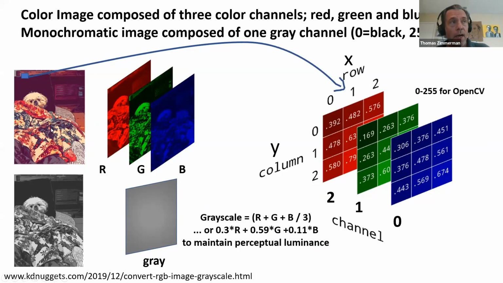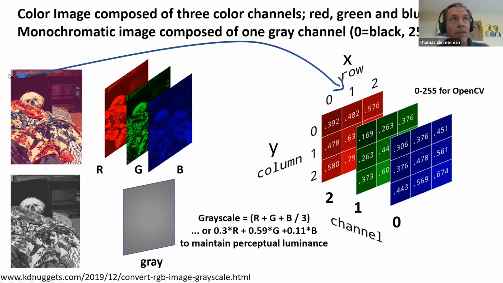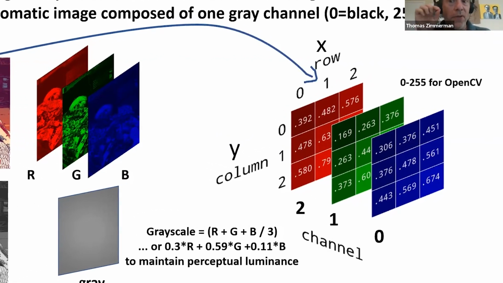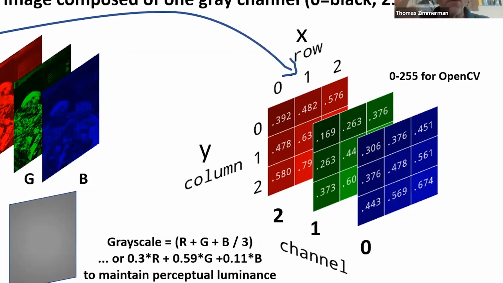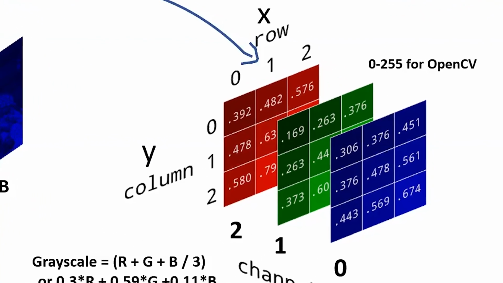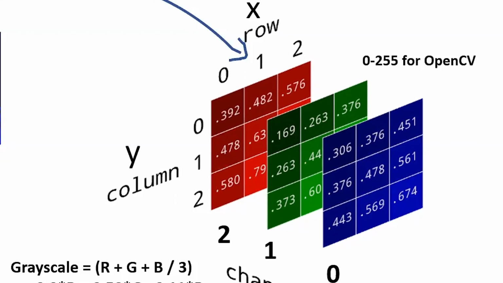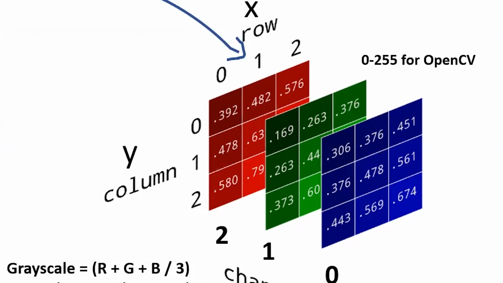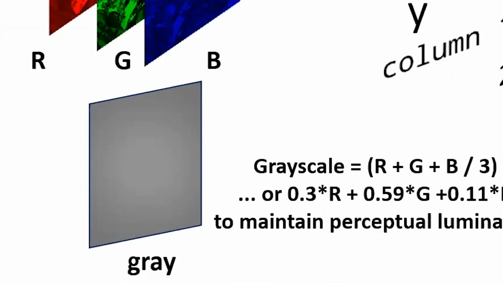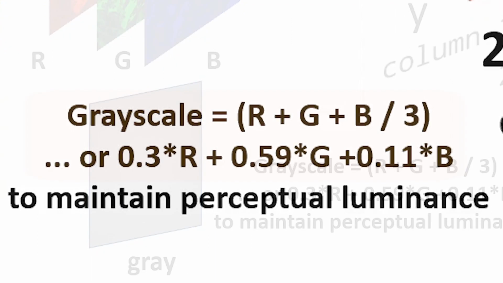So if you were to put this in an array, you'd have the X and Y position of a pixel, but then you need three different numbers for each pixel: the red value, the green value, and the blue value. So a color image has three dimensions: the X, Y, and the color, the three color channels. A grayscale image, on the other hand, is only a two-dimensional array: X and Y, and then the value, the intensity.